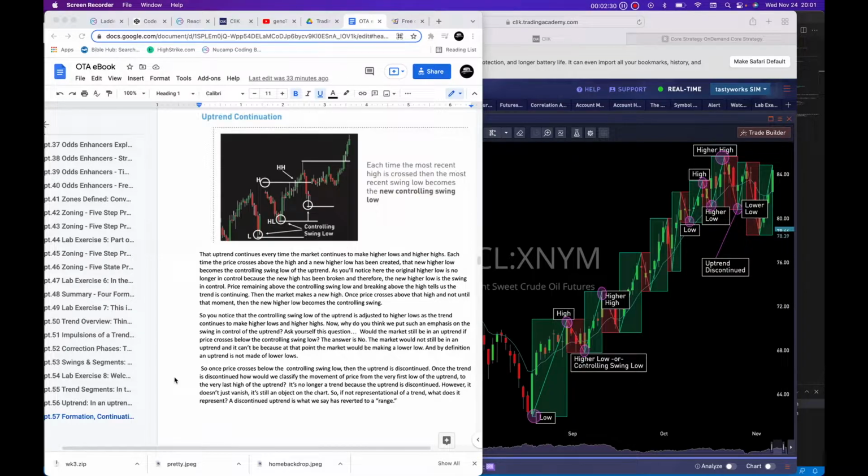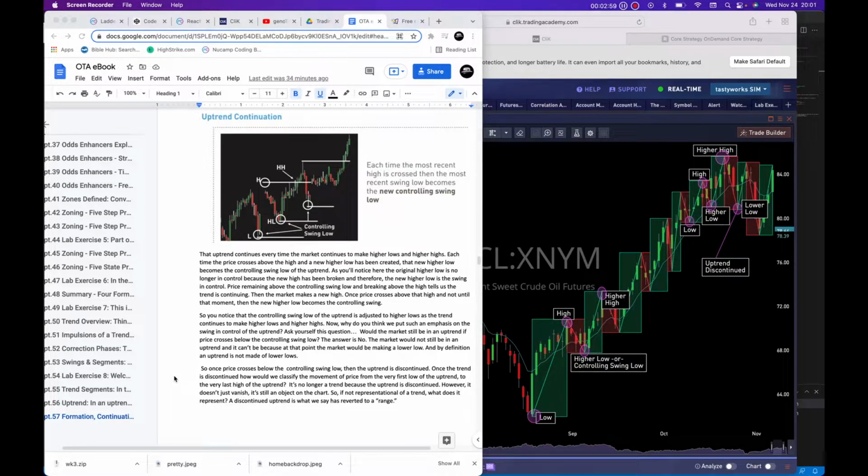Once the trend is discontinued, how do you think we would classify the movement of price from the very first low of the uptrend to the very last high of the uptrend? Remember, it's no longer a trend because the uptrend is discontinued. However, it doesn't just vanish, it's still an object and data left on the chart. So, if not representational of a trend, what does it represent?